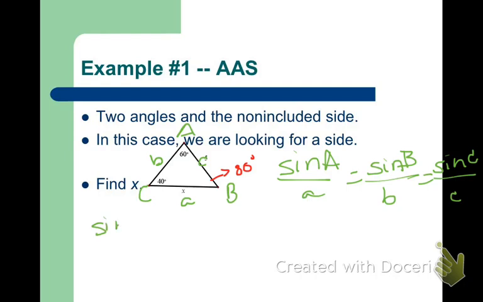Well, I know angle A. Side A is what I'm looking for. I know angle B, but I'm not actually looking for side B, so I'm going to skip this part. I don't need all 3, I only need 2. I need one where I have an unknown, and one where I know both pieces of information.